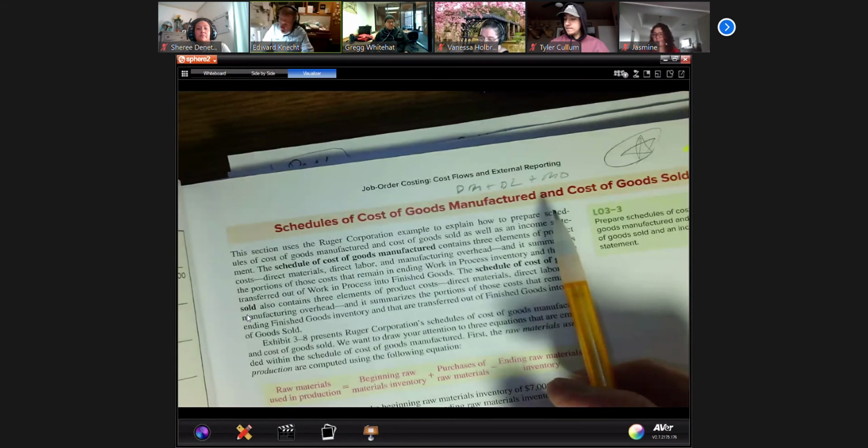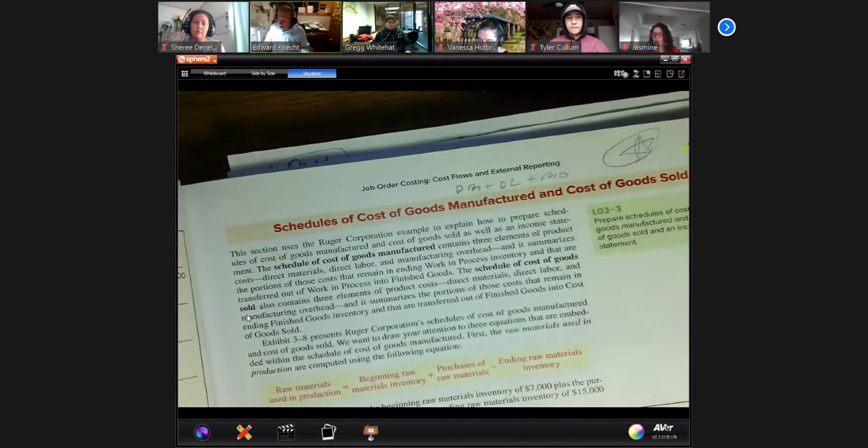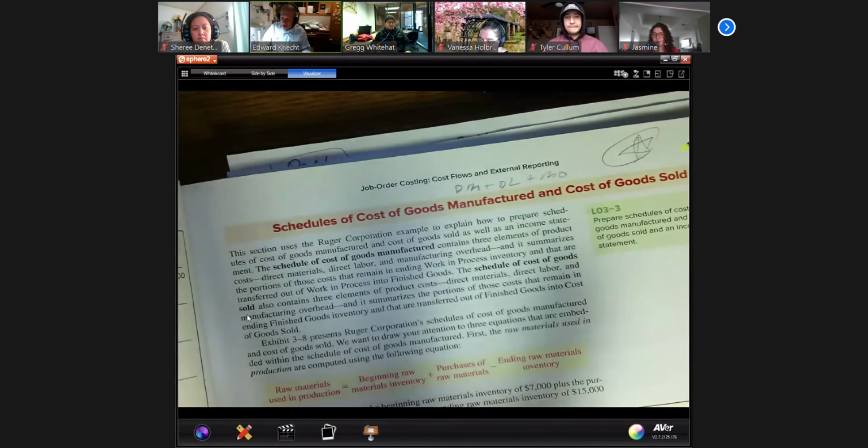Direct material cost, direct labor cost, and manufacturing overhead. The first two are at actual. The manufacturing overhead is at the applied amount. And then you've got to add the beginning work in process, and you've got to subtract out the ending work in process. So there's 5 things you've got to remember.